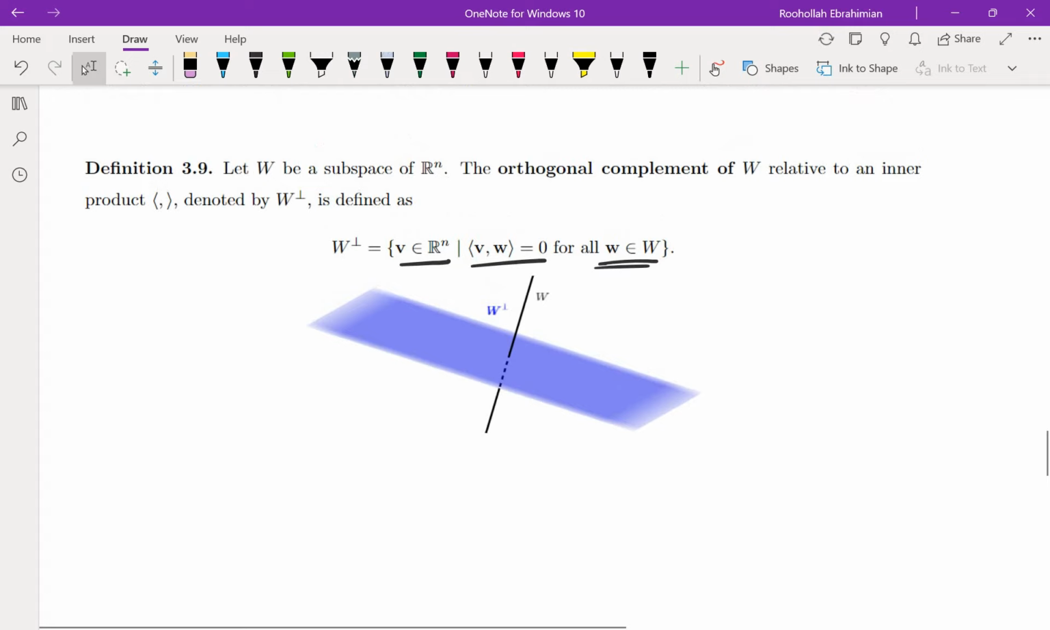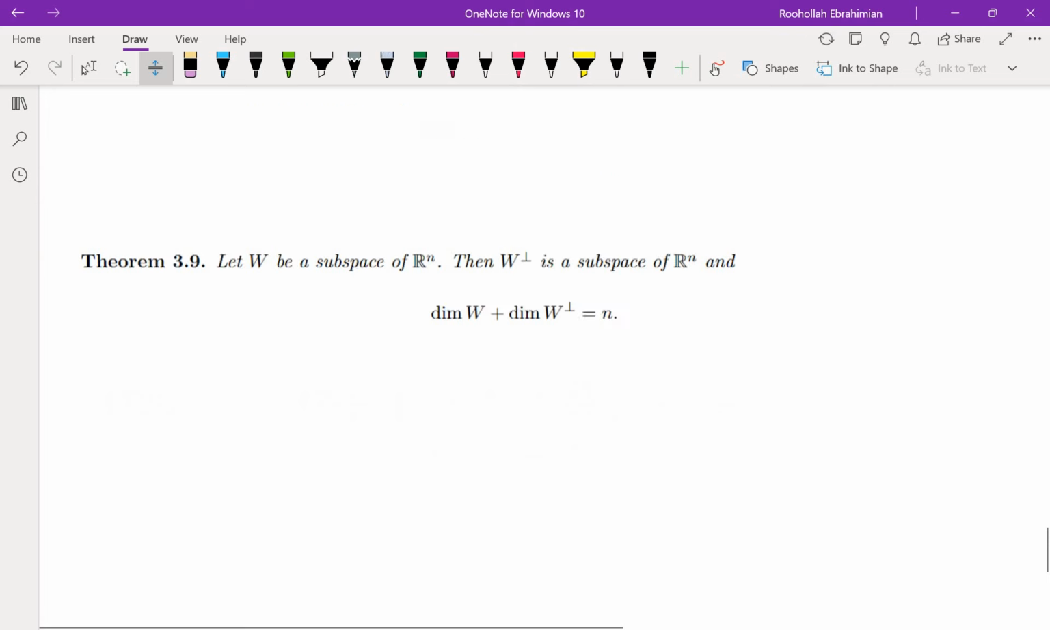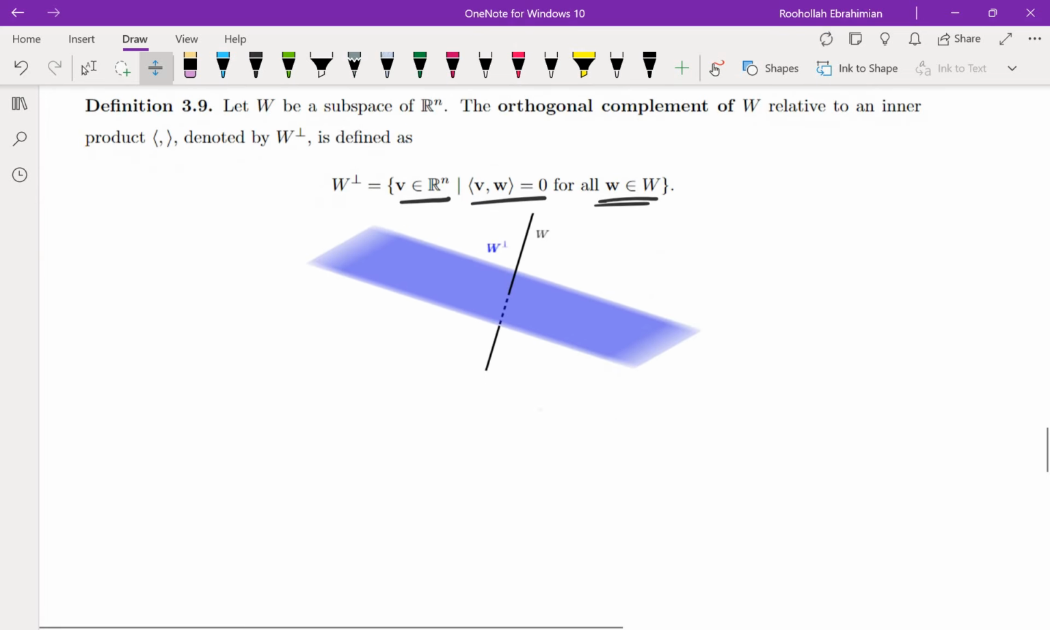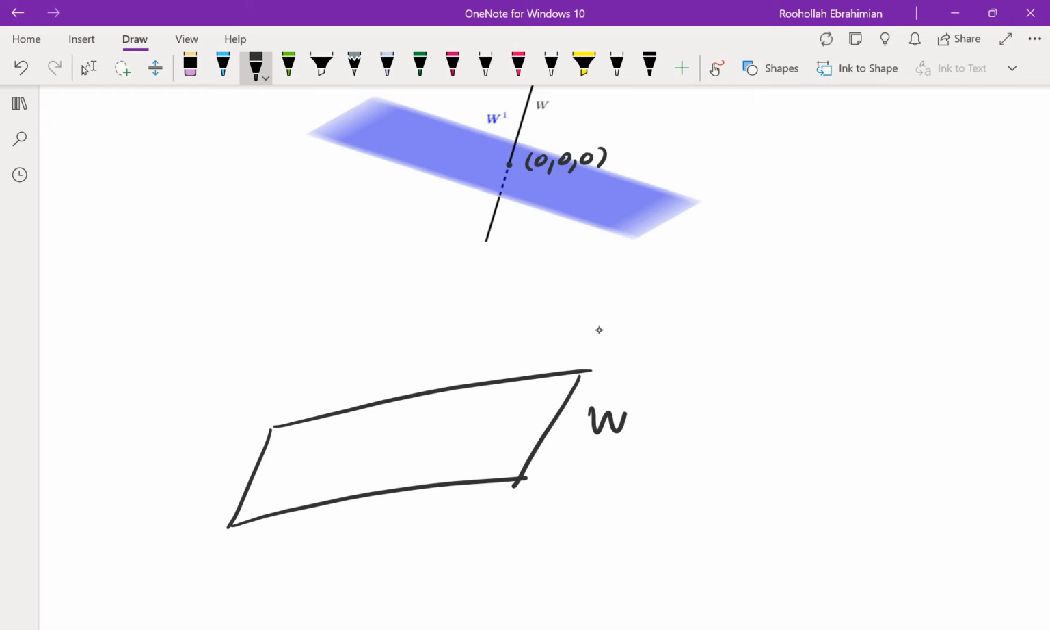So it is not very difficult to see that this is in fact a subspace, and that's the subject of our next discussion. But before I do that, let me look at one example. For example, in R3, if W is a line through the origin, then W perp is all of the vectors through the origin that are orthogonal to W. That would give you a plane. If W is a plane through the origin, then all of the vectors orthogonal to that would give you a line. So this would be W perp. So you kind of see the relation here.